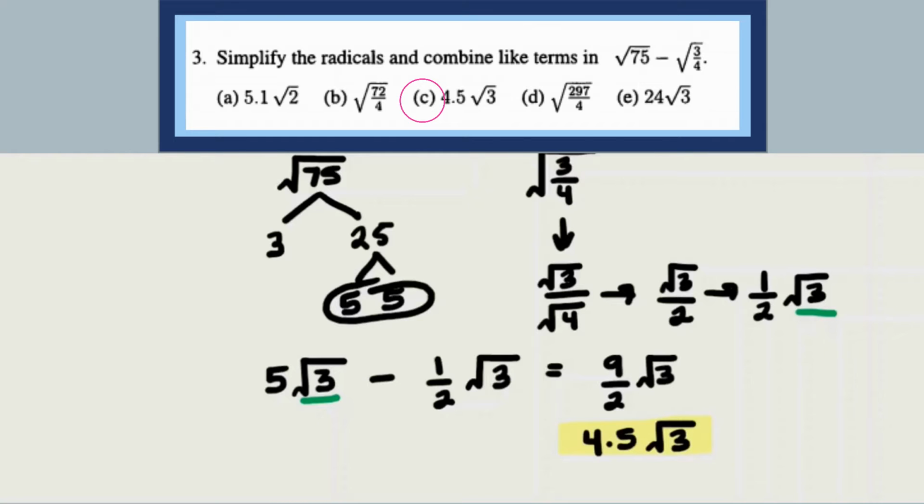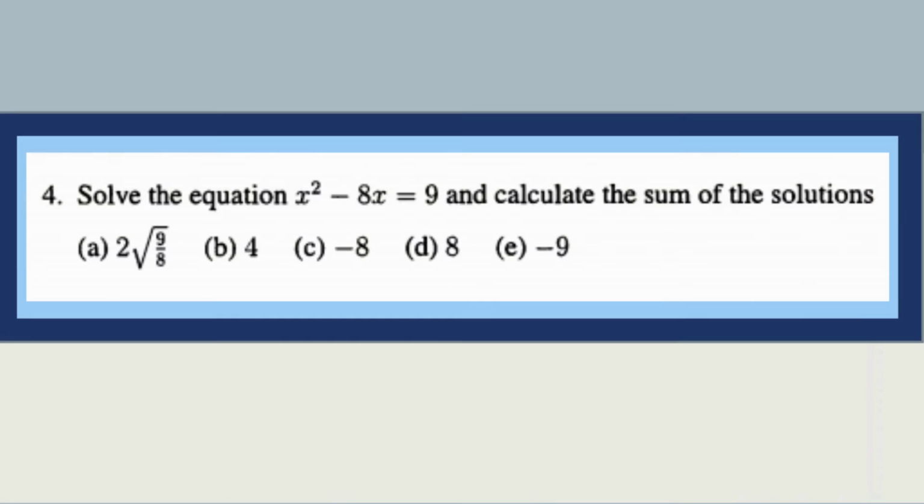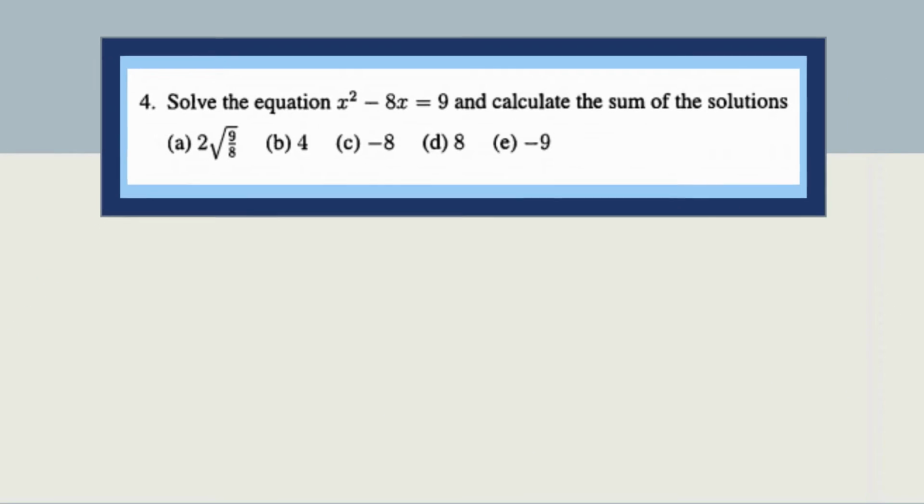Alright guys, so now we're going to move on to number 4. For number 4, it says solve the equation x squared minus 8x equal to 9 and calculate the sum of the solutions. So I'm going to write down this problem real quick.